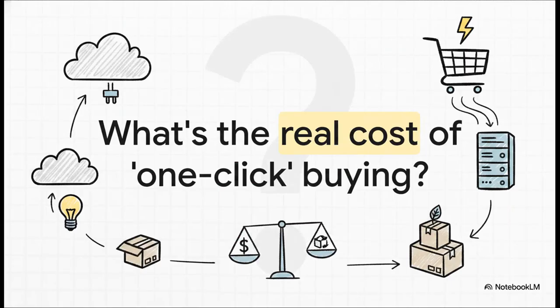So when you click that Buy Now button, you see the price tag. Easy. But what about all the hidden costs? I'm talking about the massive amounts of energy powering the website's data centers, or the fuel and all that packaging that gets the item to your house. There's a whole story there.